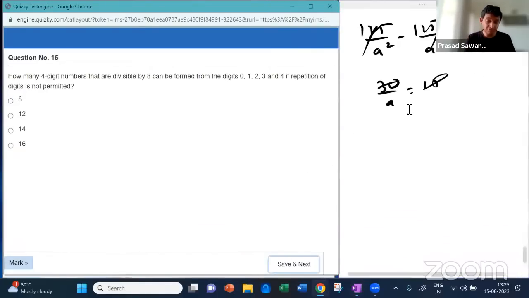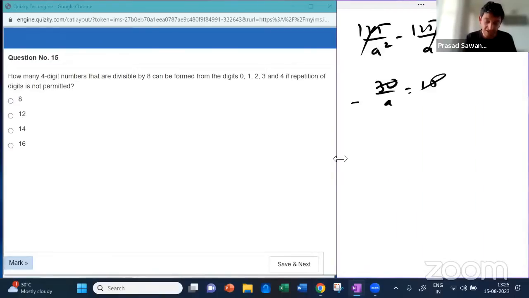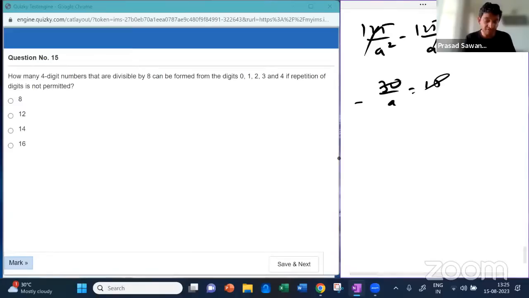How many 4-digit numbers that are divisible by 8 can be formed by using 0, 1, 2, 3, 4 if repetition of digits is not permitted? So divisible by 8 is needed. Last 3 digits is what I'm looking for. So my last digit has to be either 0, 2 or 4. These are countable, right? I can just count the numbers. Okay, let's look at multiples of 4. 004 is not possible. 008 is not possible.